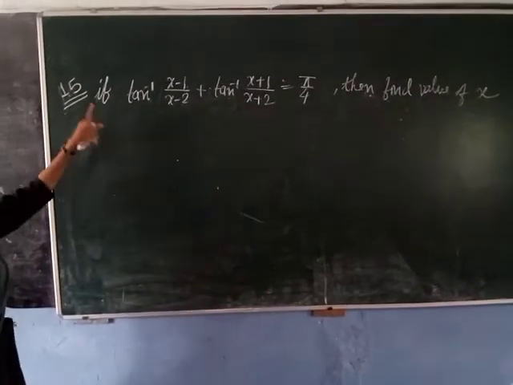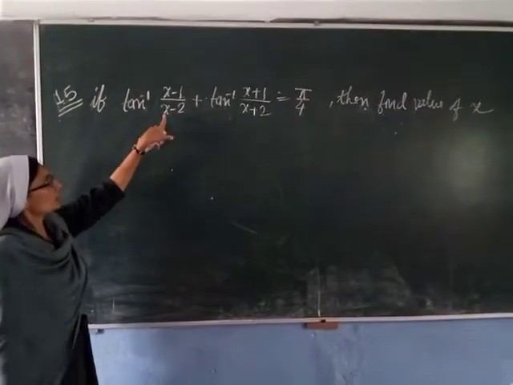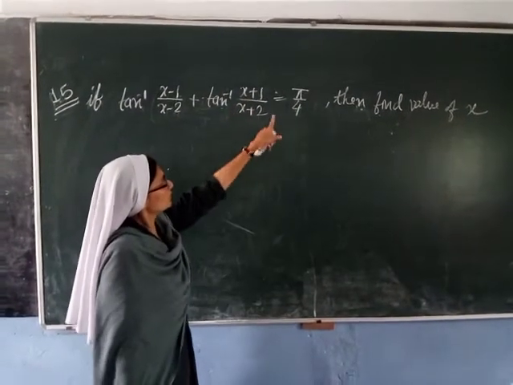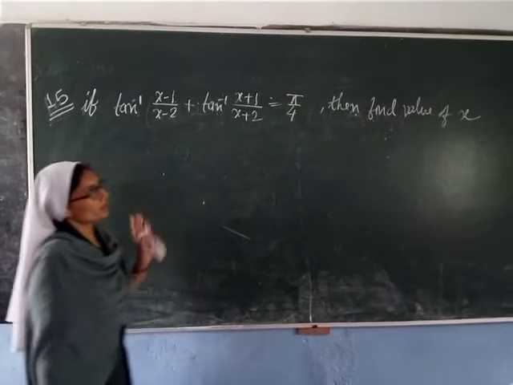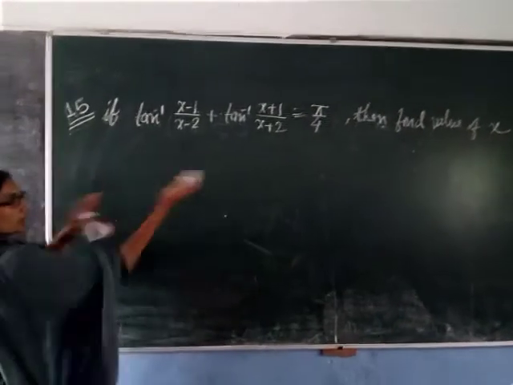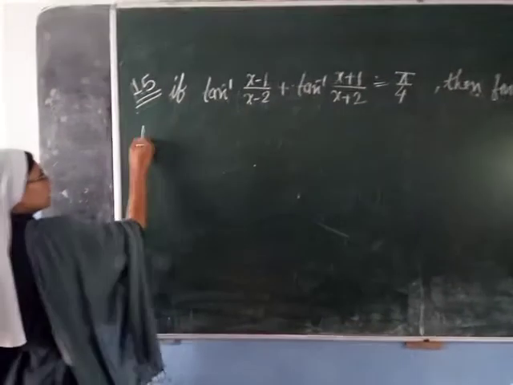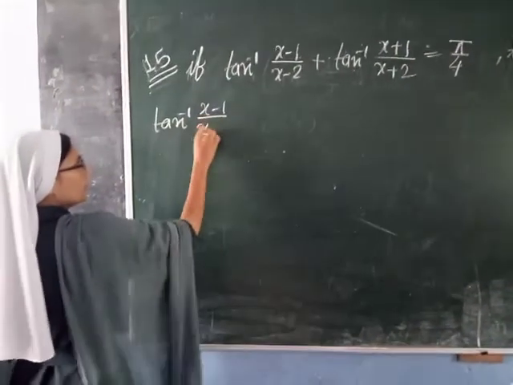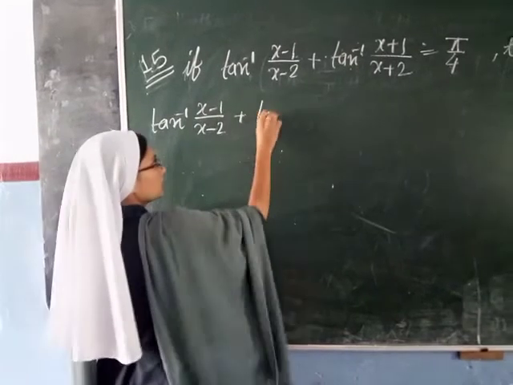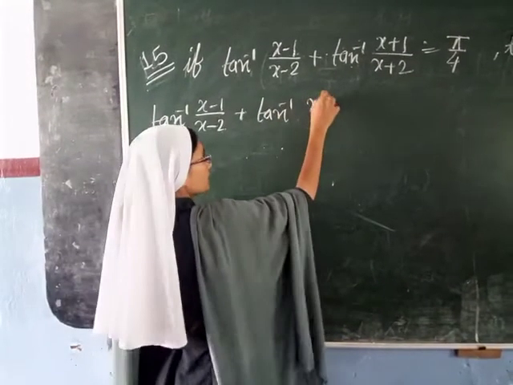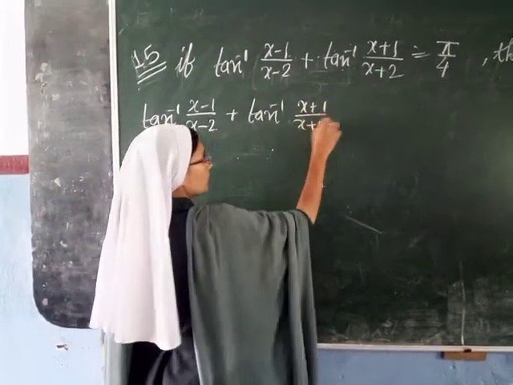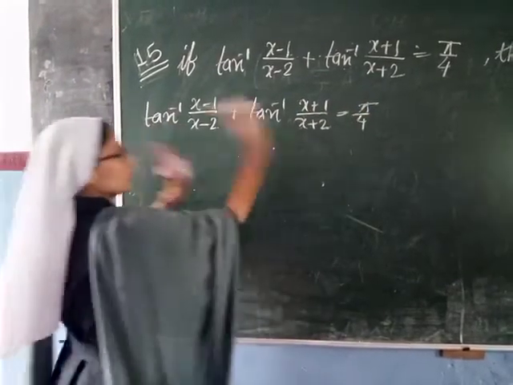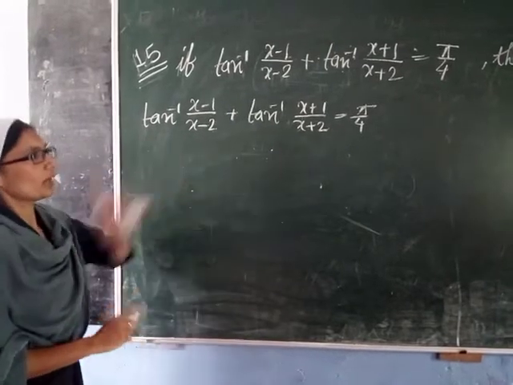Question number 15. If tan inverse of (x minus 1) divided by (x minus 2) plus tan inverse of (x plus 1) divided by (x plus 2) is equal to pi by 4, then find the value of x. Take everything and solve for x. So you start with the question: tan inverse (x minus 1)/(x minus 2) plus tan inverse (x plus 1)/(x plus 2) equal to pi by 4. You cannot just take tan inverse and transfer. You have to use the formula and then only transfer.